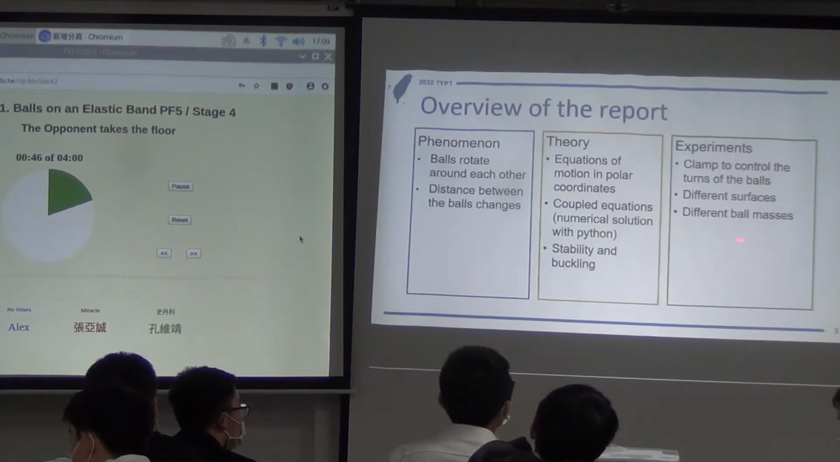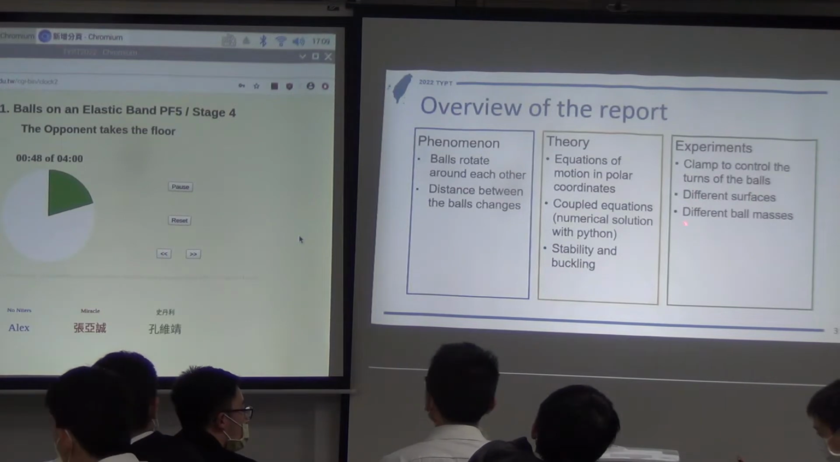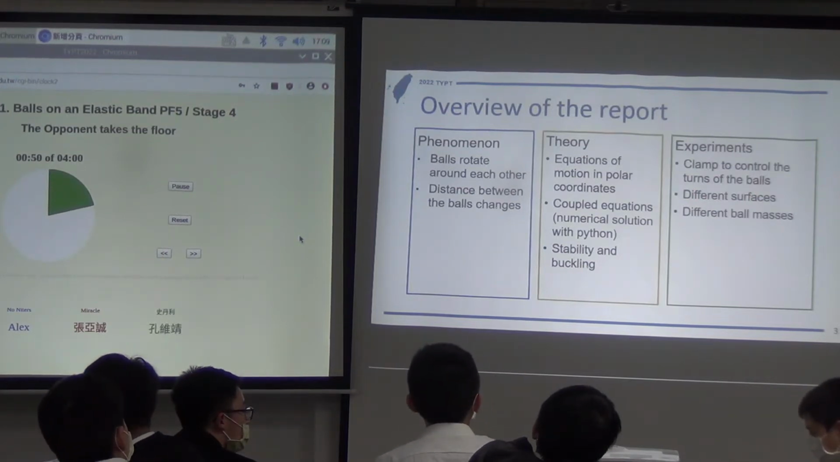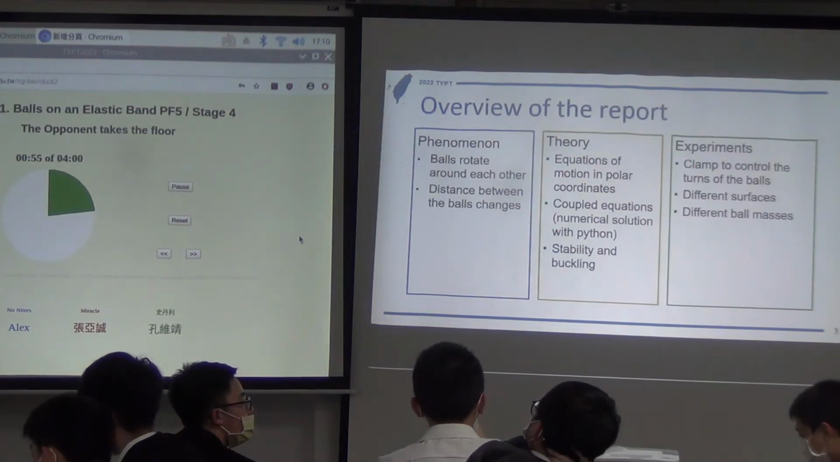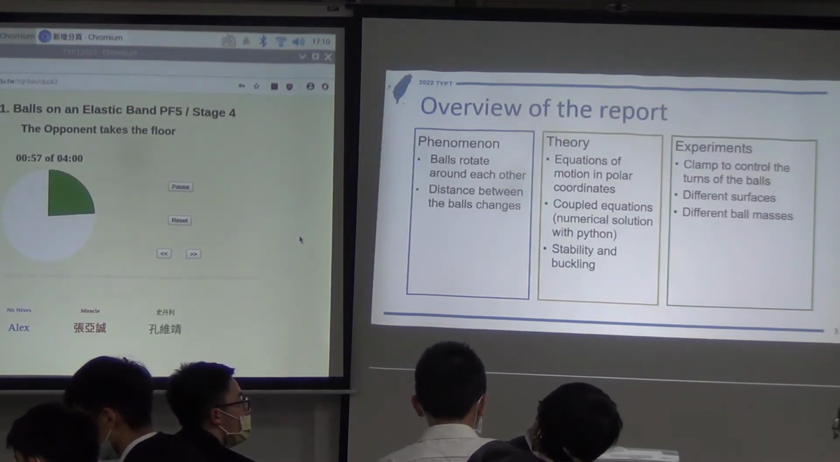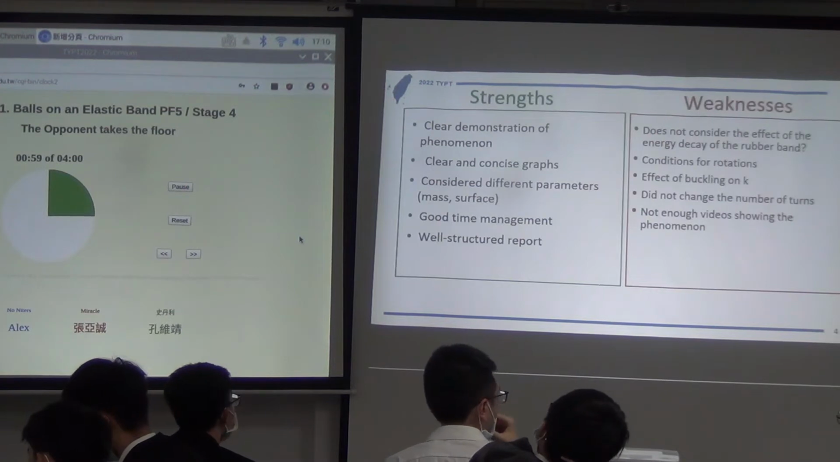For their experiments, they use plans to control the turns of the balls, and they try different surfaces and different ball masses. They also try different angular displacements of the rubber band and their effect on the buckling. And here are the strengths and weaknesses of the report's presentation.